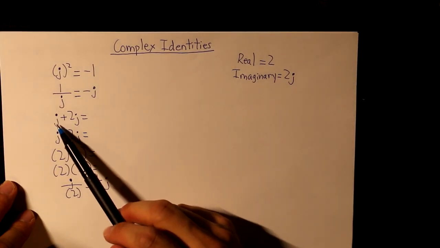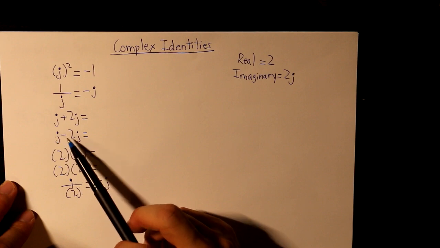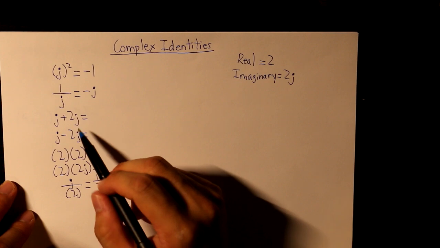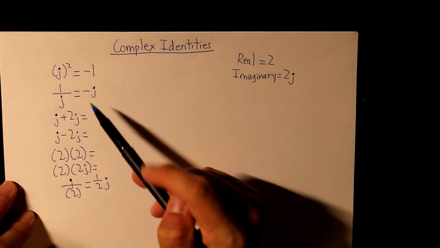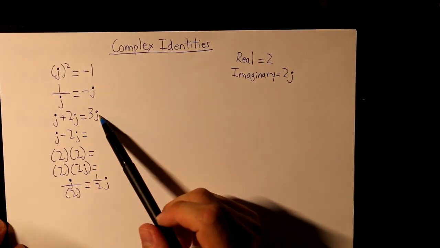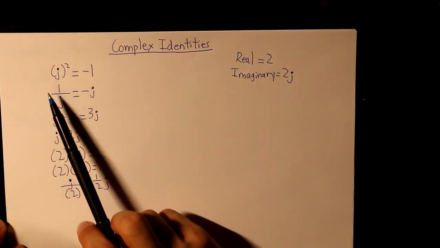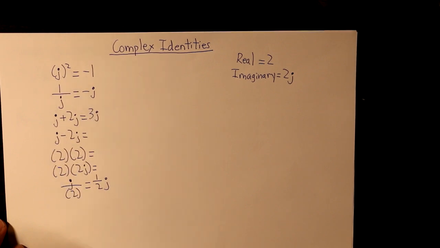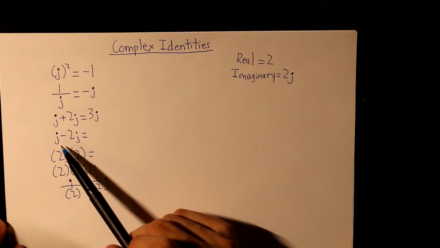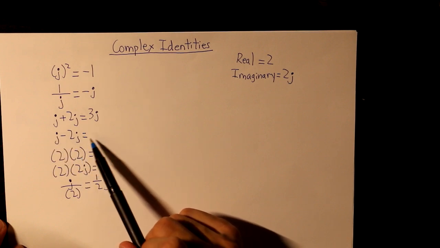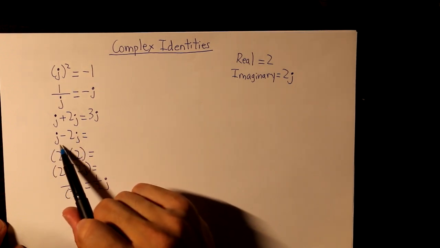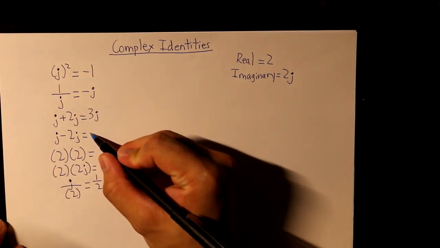Now let's go into other identities. If you add up two imaginary numbers together, you would have, in this case, 3j. So the j stays the same, compared to having two imaginary numbers multiplied by each other. Same thing goes with subtraction. When you subtract two imaginary numbers, it will still remain as an imaginary number. So here we have j minus 2j, and what we get is -j.